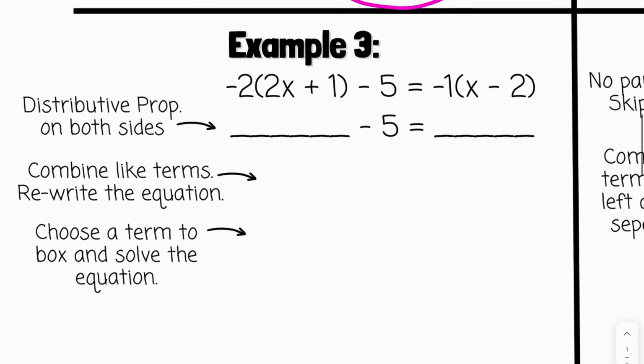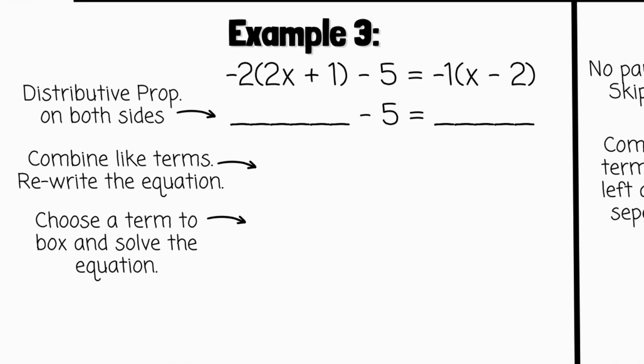All right, moving on to example 3. Now this one's a little different because I have 2 sets of parentheses. Okay, so I'm going to handle those separately. So the first one I come to is negative 2 times 2x, which is negative 4x. And then negative 2 times positive 1 is negative 2. You can put plus negative 2 if you want to, but plus a negative is the same as just minus 2. The minus 5, we don't multiply anything by that. That just comes straight down.